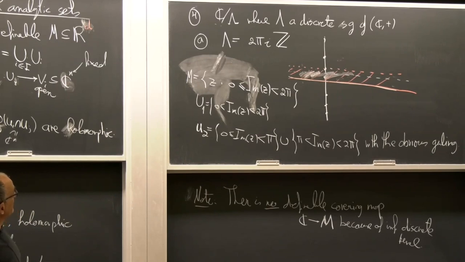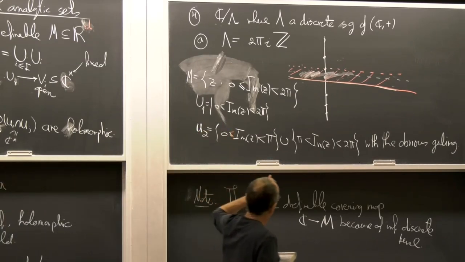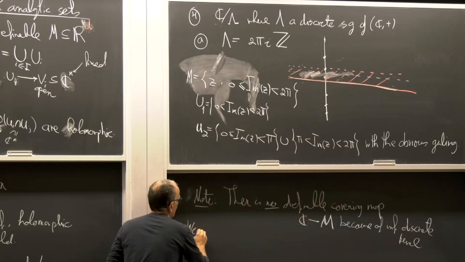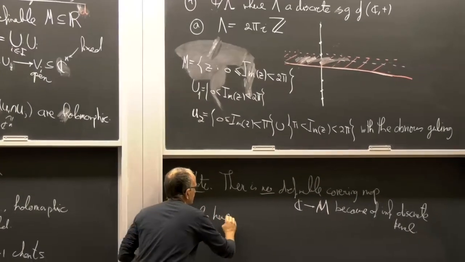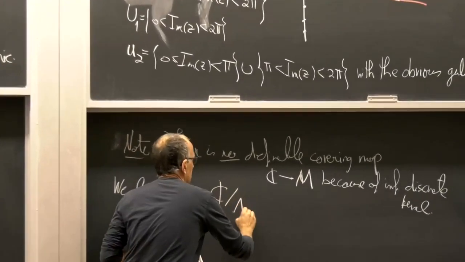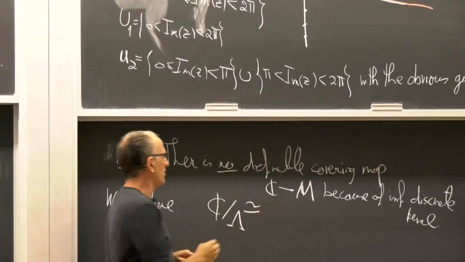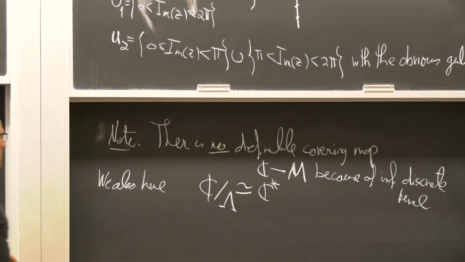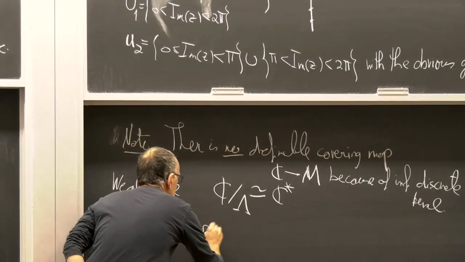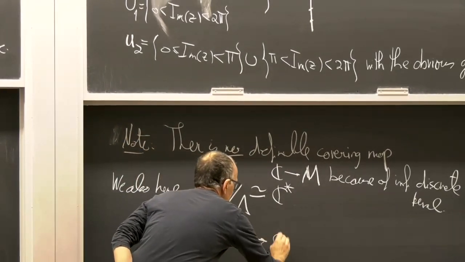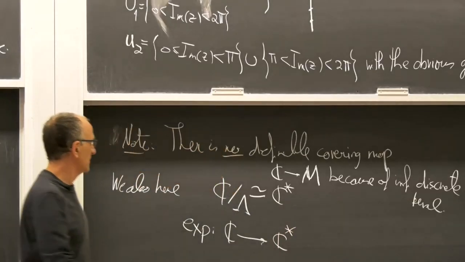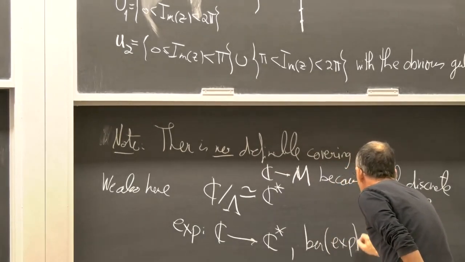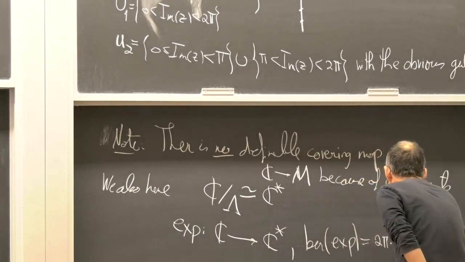But there is a way, of course, to realize C mod lambda as an algebraic object. Right? So we also have C mod lambda just isomorphic as an algebraic object to C star. Why? Because we have exp going from C to C star with the kernel being 2 pi i Z. Kernel of exp equal to 2 pi i Z.